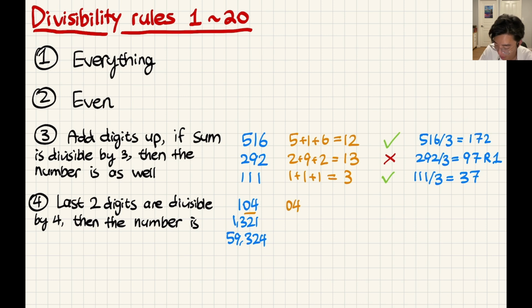So we look at the last 2 numbers. We have 0, 4 for the first number. 0, 4, or 4, is divisible by 4. So 104 is also divisible by 4. Last 2 digits here, 21. 21 is not divisible by 4, so 1321 is not divisible by 4. And lastly, it doesn't matter how big the number is, if just the last 2 digits are divisible by 4, then the whole thing is. So 24 is divisible by 4.